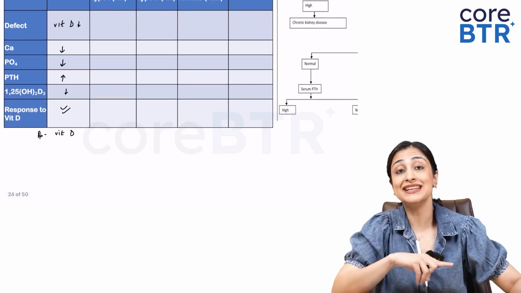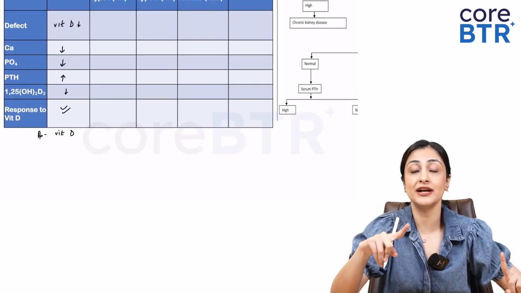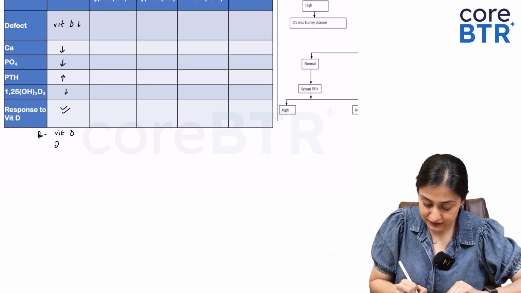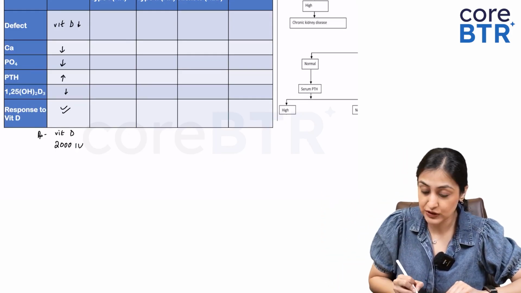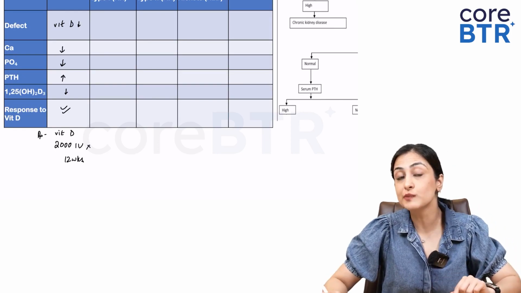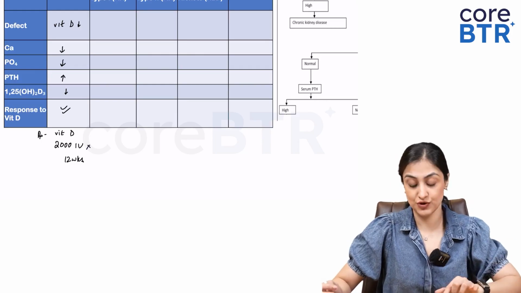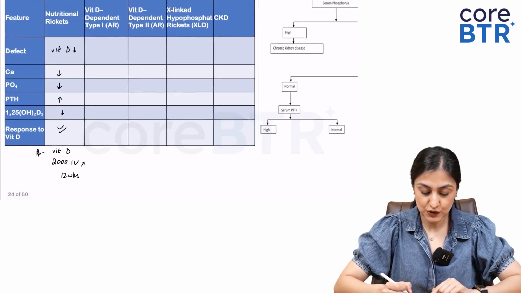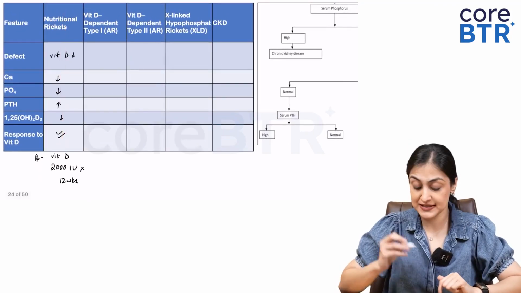You remember in neonates, we were giving 400 international units per day for the first 1 year, right? So here you are giving 2000 international units for 12 weeks. So the therapeutic dose of vitamin D is 2000 for 12 weeks. All right. So there are many regimens, but this is what is used most commonly. All right. So this is for nutritional rickets.